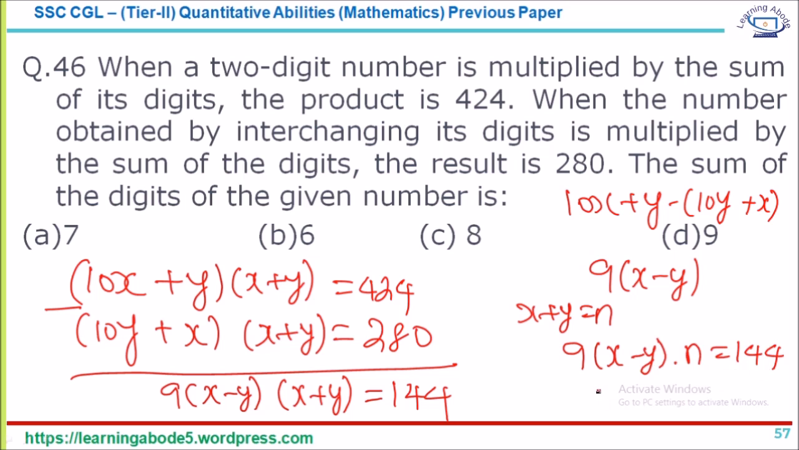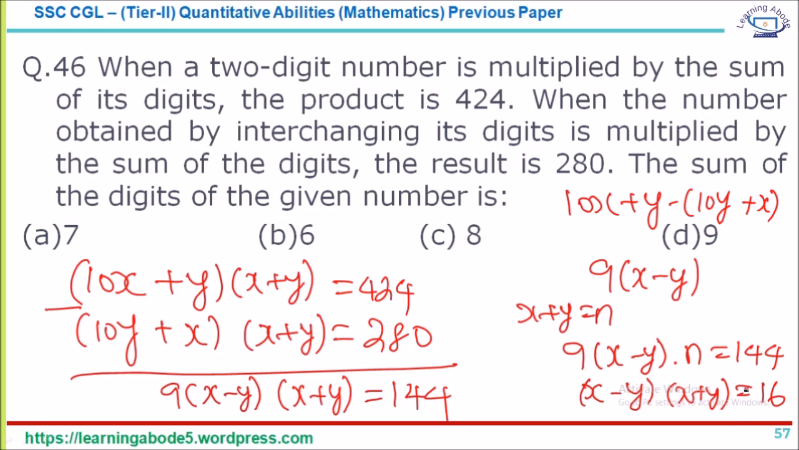So we know x minus y into the sum of the digits, you can even write it as x plus y, that doesn't matter. So the difference between the digits into the sum of the digits is equal to 16.